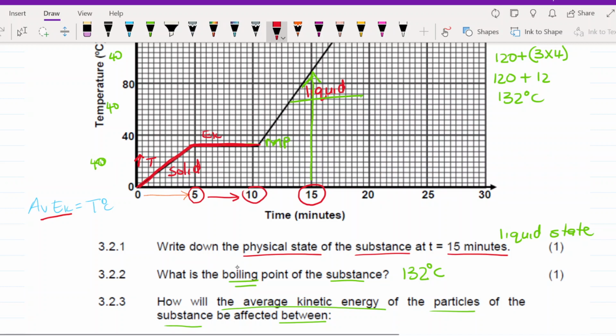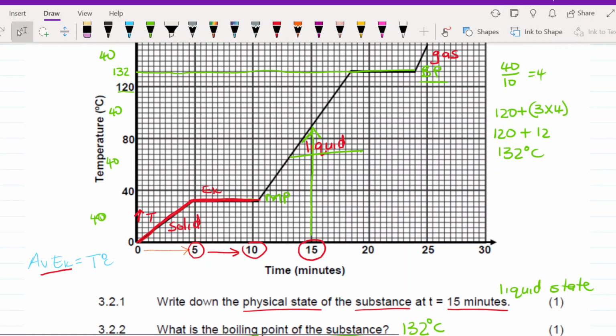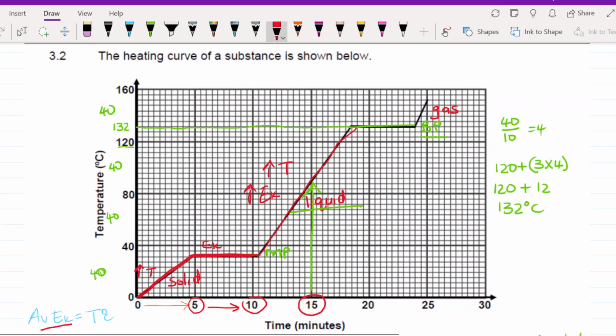Then from there you can see now from this time going further up to that time the temperature is increasing. That means the average kinetic energy is also increasing. But you look now at the boiling point, from this time to that time the temperature is constant. That means the average kinetic energy is also constant. Then from this time to that time the temperature is increasing, the average kinetic energy is also increasing.